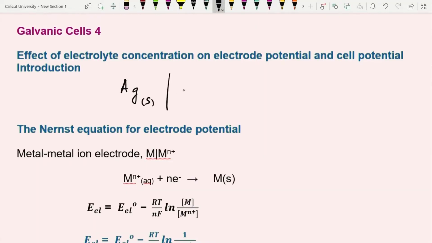So, let us think of one electrode, that is silver, which is dipped in a solution of silver ions, aqueous, concentration being 0.1 molar. Now, this electrode will give you a particular potential, because the concentration of silver ions I have taken as only 0.1 molar. Now, I am going to take another silver electrode itself with silver ions.